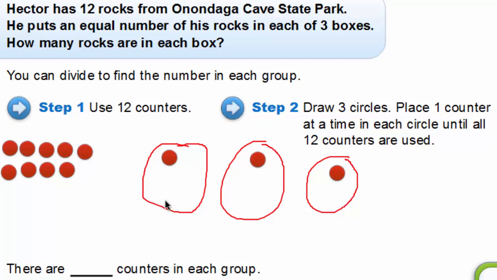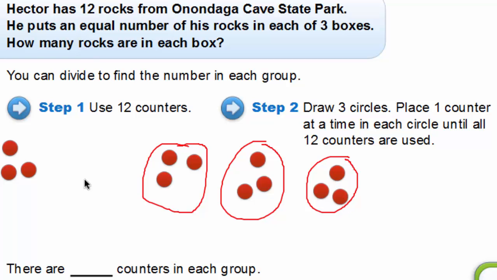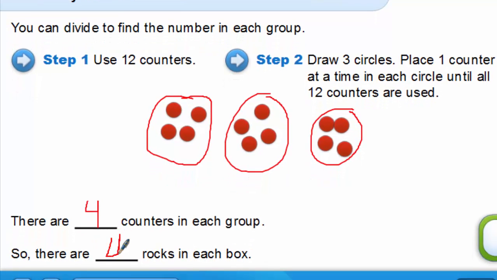So there we have 3 groups with 1 in each, but we have to keep separating into equal groups until we have used all of our counters. Now we have 3 in each group, and now we're going to put our last ones in the groups. Now we've put them in 3 equal groups, and we've used all 12 counters. How many counters are in each group? Good, there are 4. So there are 4 rocks in each box. 12 counters divided into 3 equal groups is 4.